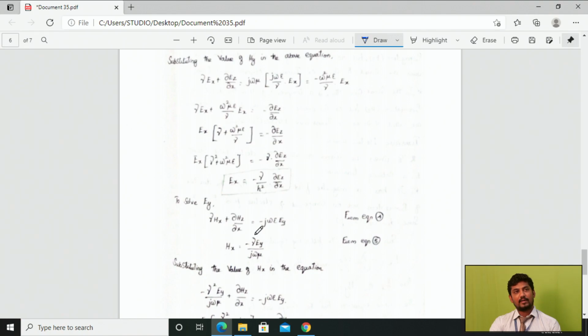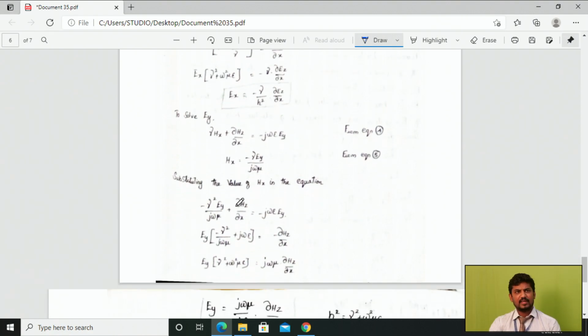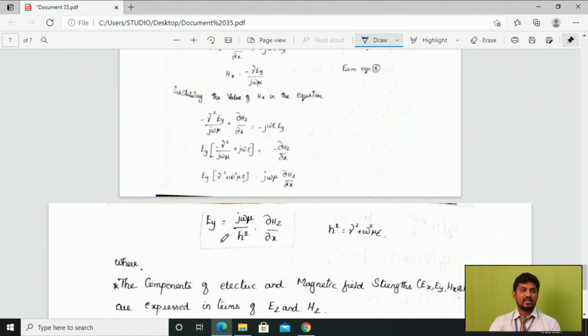That is the electric field strength Ex value. Now we will find the Ey value. Again from equations number 4 and 5 we will take like this. Similarly, minus gamma square Ey by j omega mu plus dou Hz by dou x is equal to minus j omega epsilon Ey. The Hx value we can substitute here. Then take all the Ey terms to the left hand side and take Ey outside. Finally we will get the answer like this: Ey is equal to j omega mu by h square into dou Hz by dou x. Okay, that's all about these derivations of Ex, Ey, Hx, Hy.